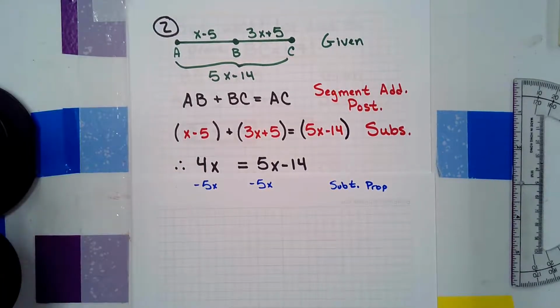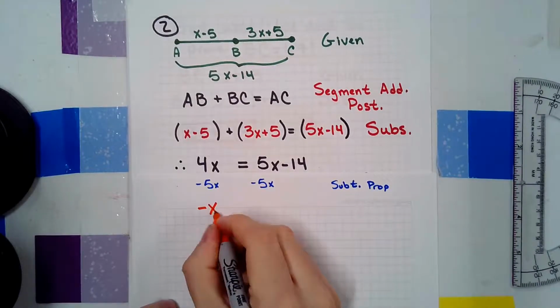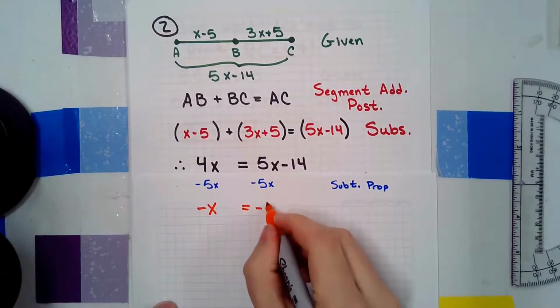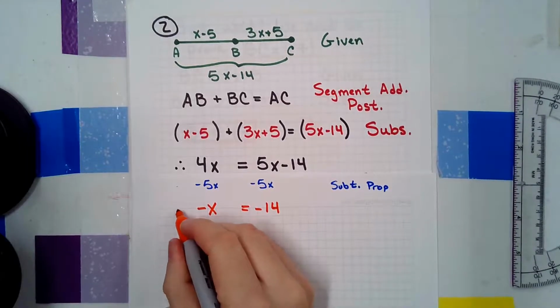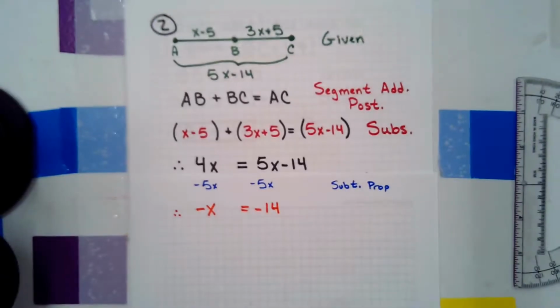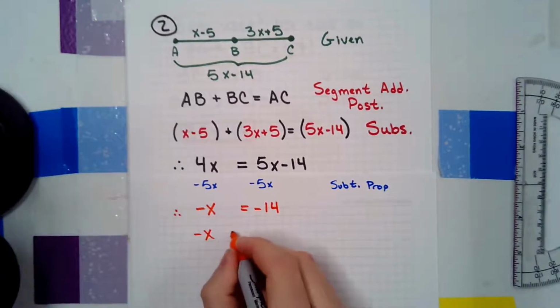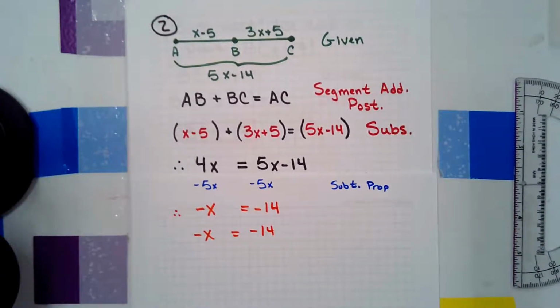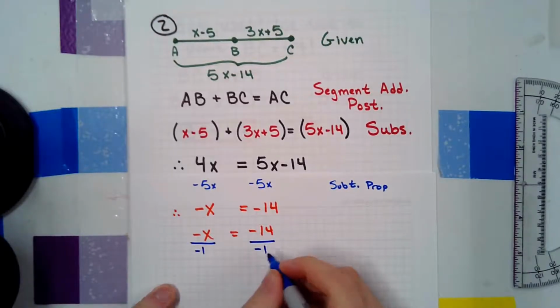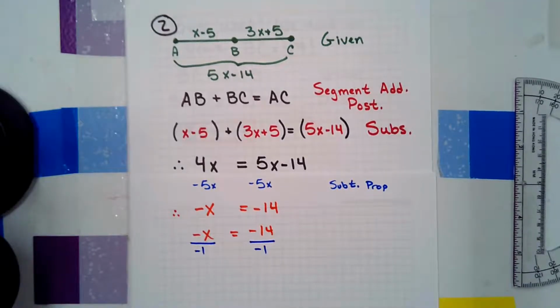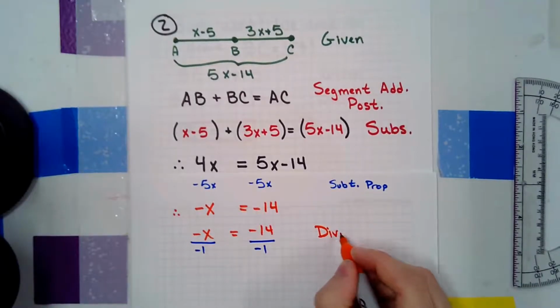Okay. So, yeah, some of you subtract 5x, and so that gets us over here, negative x, right? Negative 1x equals the negative 14. And then what did you do next? Divide by negative 1. So we do the division property of equality. I'm going to write this again. We divide both sides by negative 1, or multiply by negative 1. Actually, either would work. So this would be an example of the division property of equality.